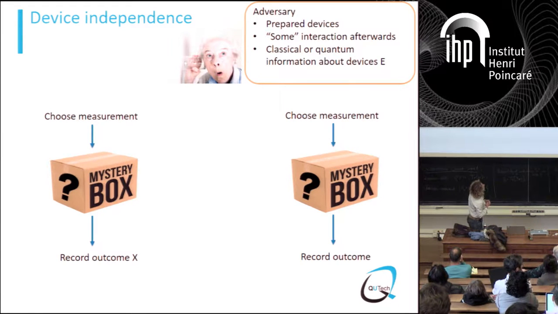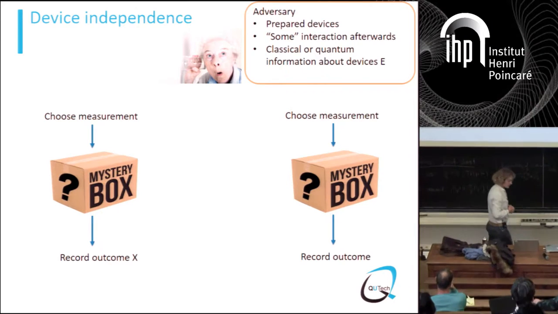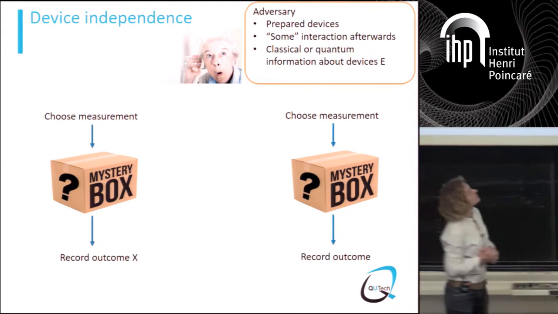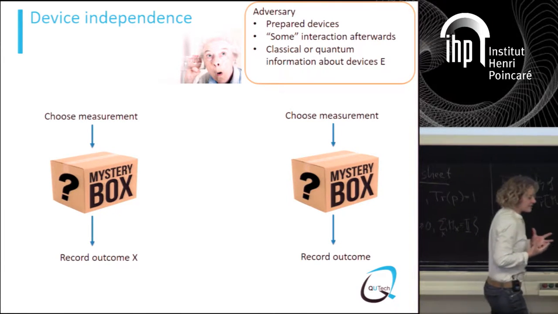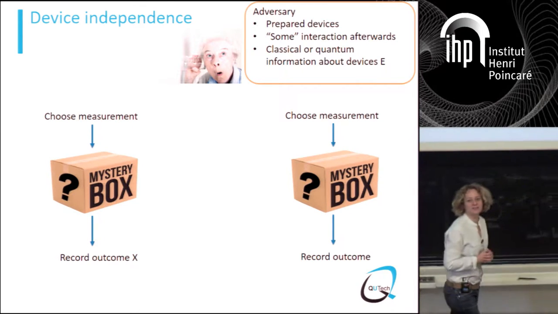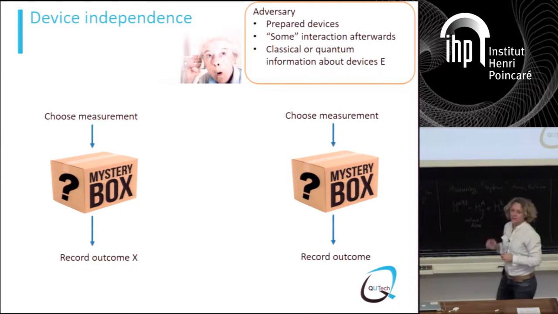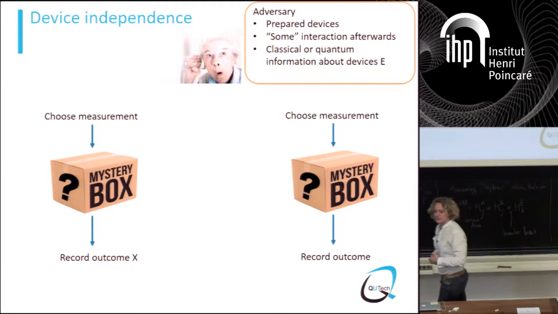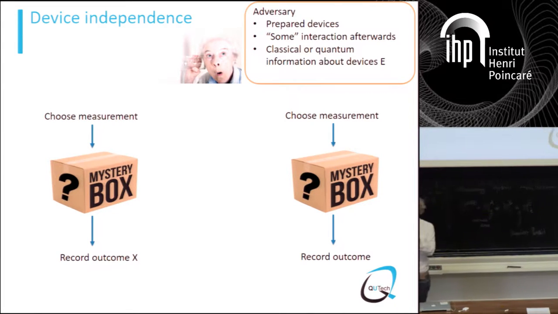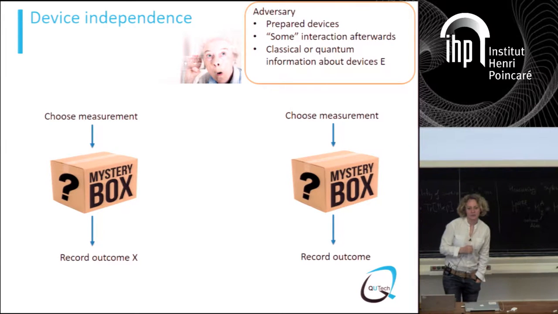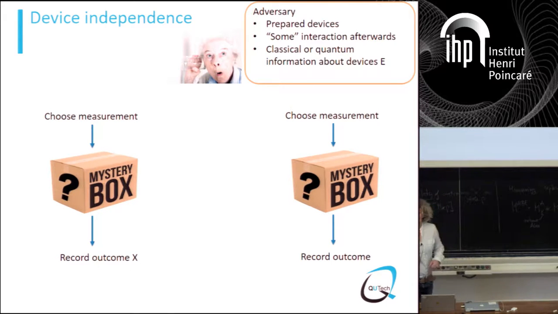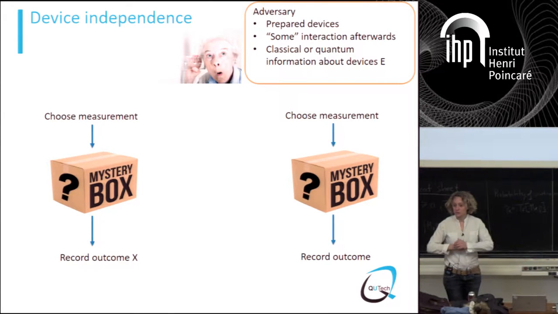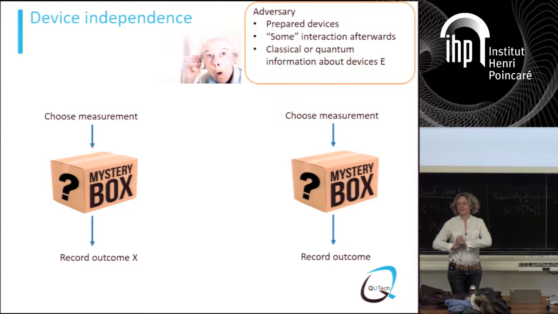So the adversary can prepare the devices. There will be some interaction between the devices and the eavesdropper afterwards, and I'll talk about that. And in principle, the eavesdropper may have some classical or quantum information about the device, and I'll call that information E. So for example, an eavesdropper that just has classical information about the device has recorded the blueprint of the device, and this is how it actually functions. This is the actual state and measurements. But in general, we allow that the eavesdropper actually has an arbitrarily large quantum computer and a super large quantum memory and can be entangled, in fact, with the device itself.